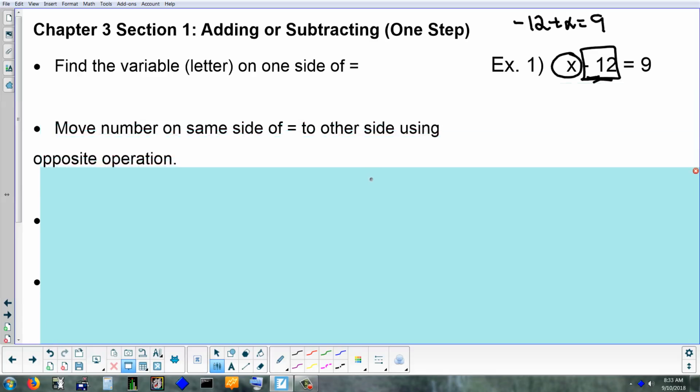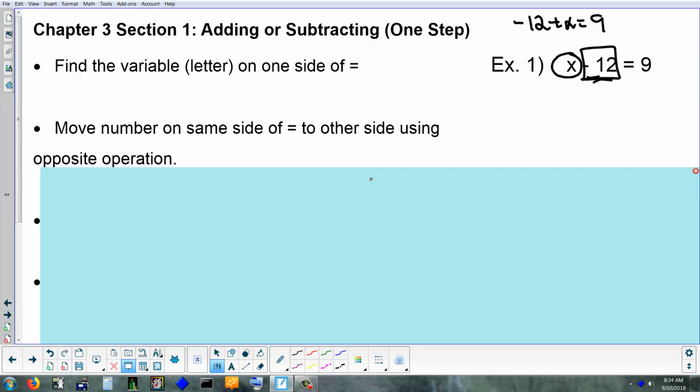Now, we want to move the number that's on the same side as the variable. We'll move the number on the same side of the equal sign to the other side using the opposite operation. We have a positive x, which we already identified, that's what we want to solve for. You don't have to identify what the number is, but if you do, that's great. I showed you that this did not get tricked by putting the negative sign in the middle with the first term, the variable.